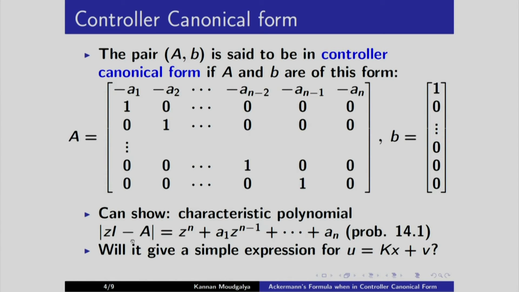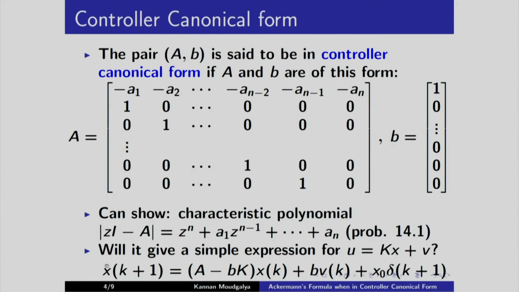So the next question is, if I have A and B in this form, will I get a simple expression for the feedback control law with which we obtain the closed loop state space equation? So I have this closed loop state space equation. In this, A and B appear through this A minus BK. Let us just see what happens to A minus BK. Remember, K is the row vector k1 through kn. So you write it here: k1, k2 and so on all the way up to kn.